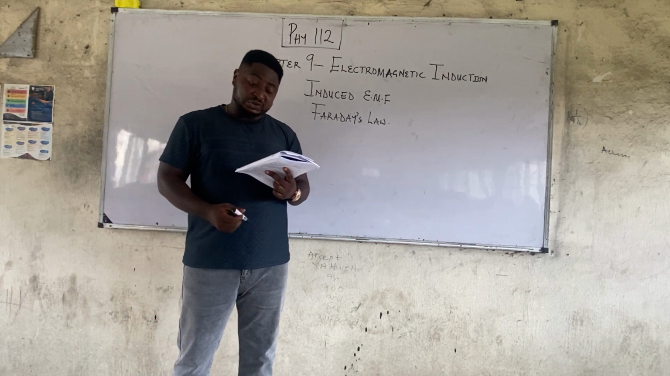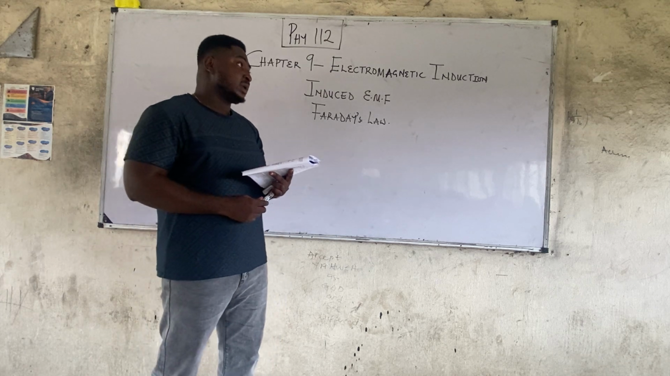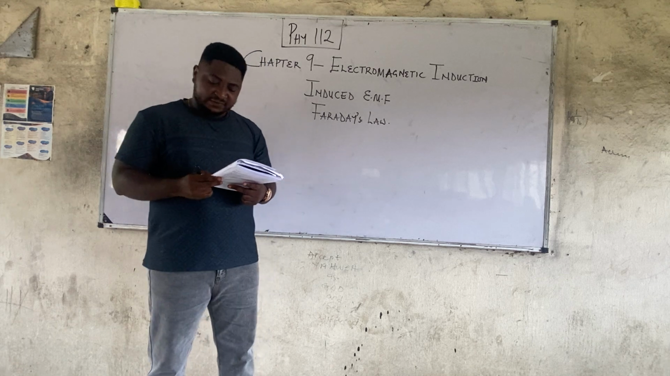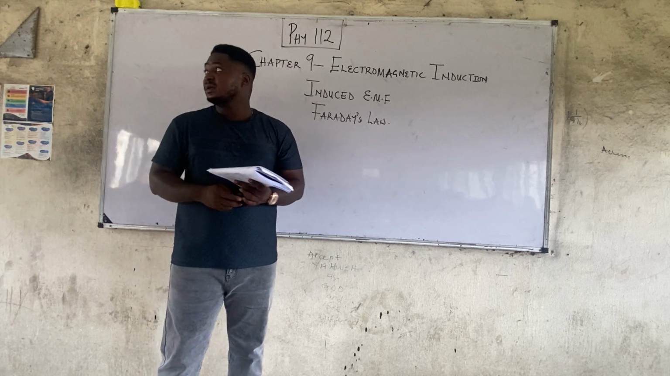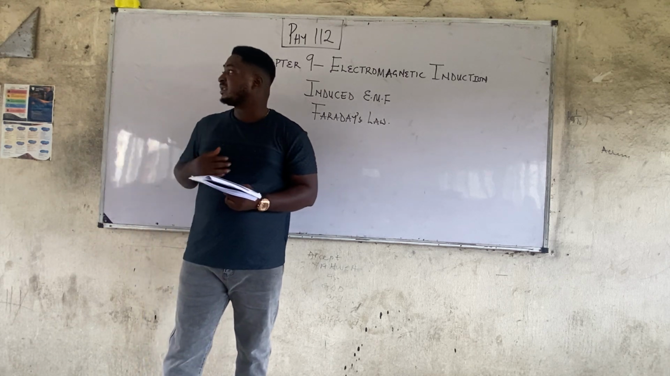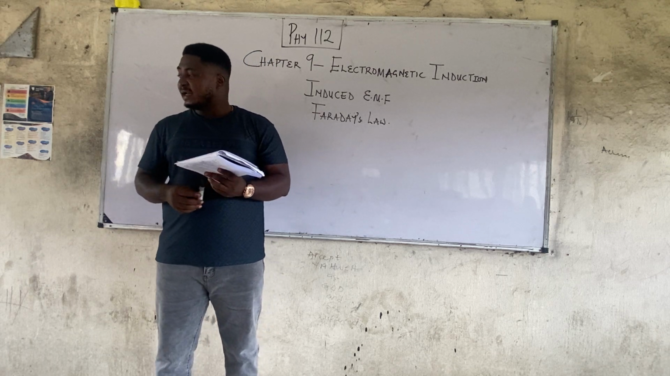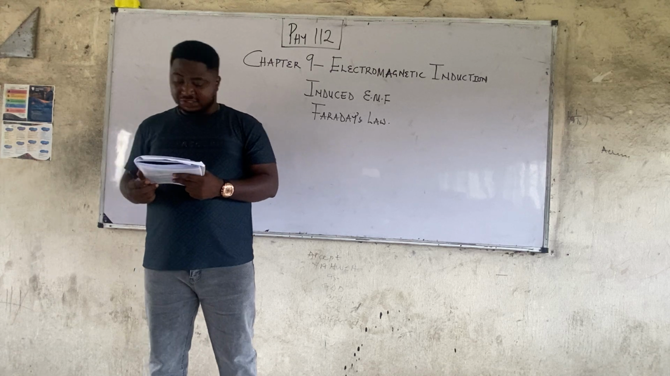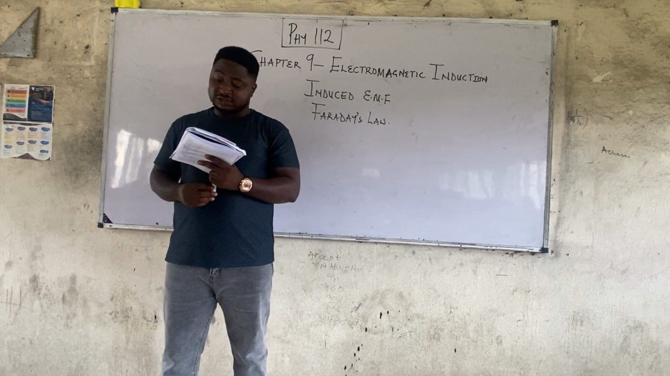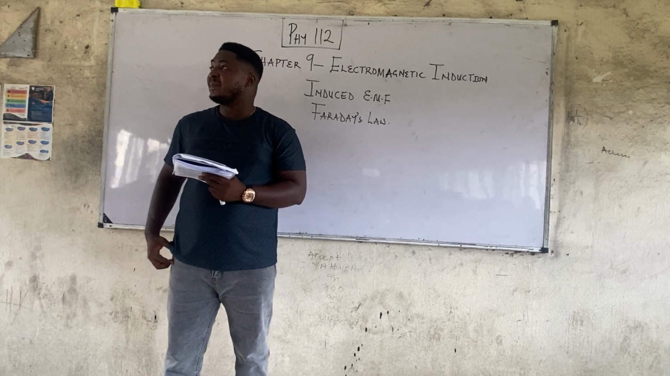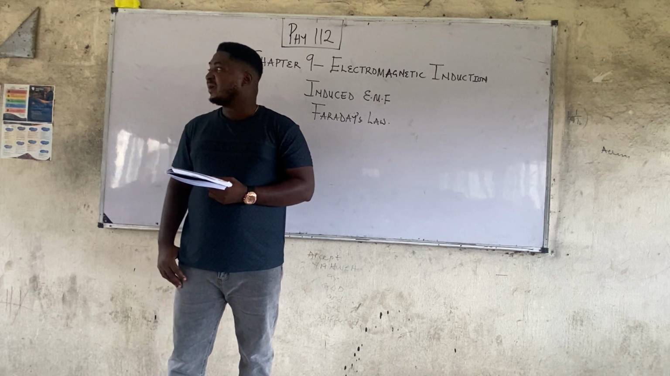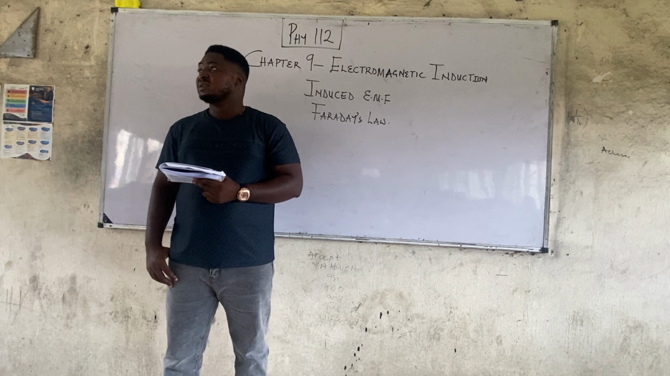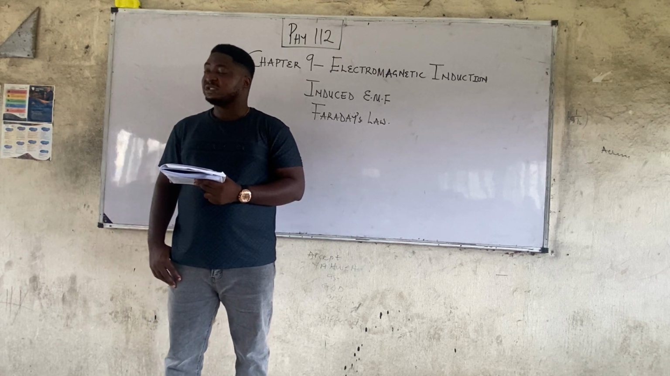That is, the quantity of induced current and induced EMF are determined by the rate at which the number of field lines changes. Determined by the rate at which the number of what? Field lines changes.